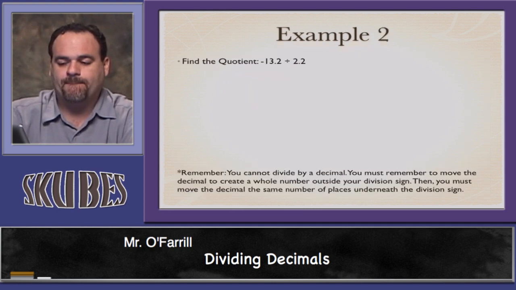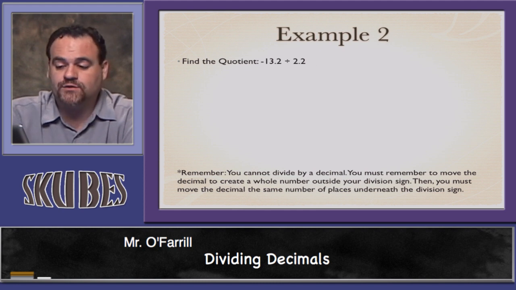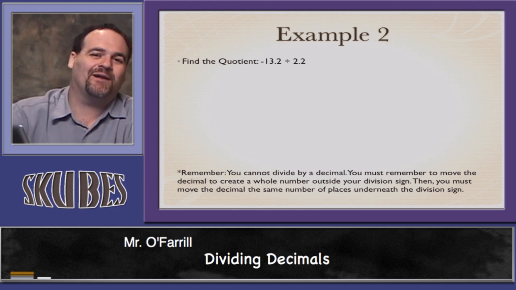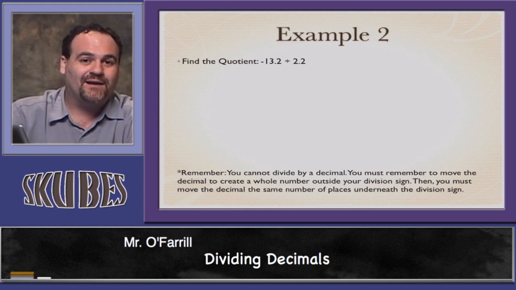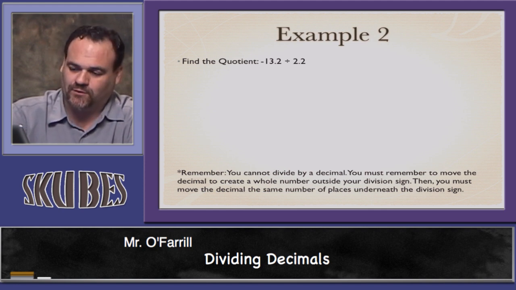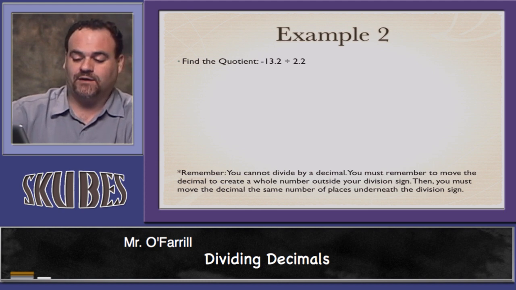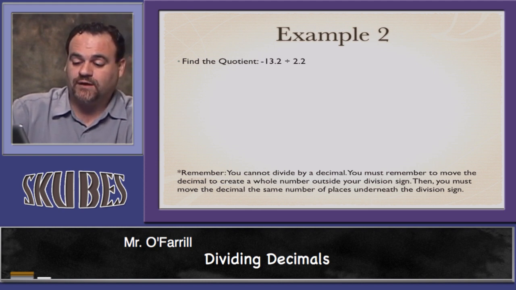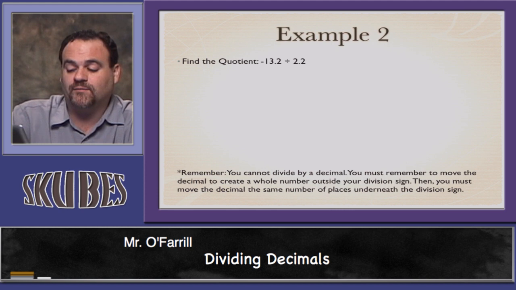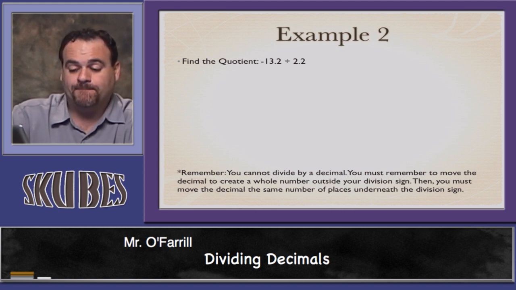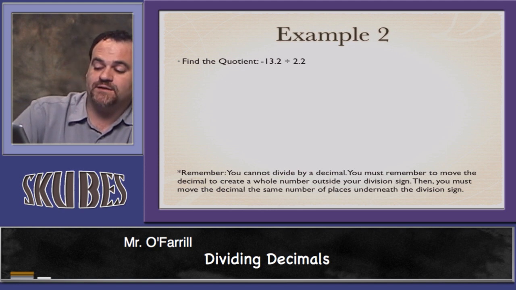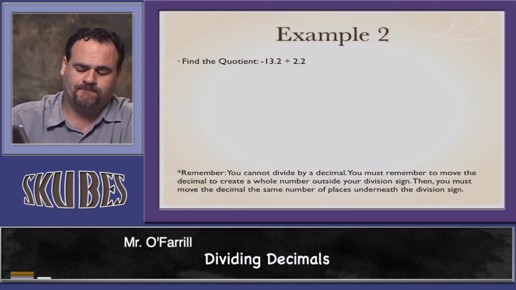So let's do another one. Negative 13.2 divided by 2.2. Okay, let's go ahead and look at this. Oh, there's a reminder. You cannot divide by a decimal. You must remember to move the decimal to create a whole number on the outside of your division sign, and then you can move the decimal the same number of spaces underneath the division sign.